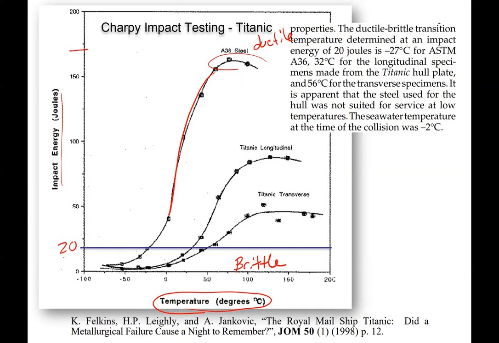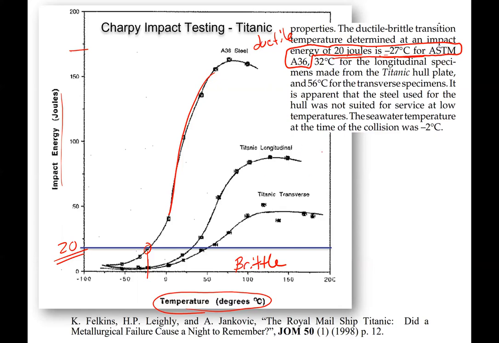Other times a value is picked, and I'm going to use that this time, of 20 joules. And then the ductile to brittle transition is just that point there on your curve. So for this one, it might be something like minus 27 degrees Celsius. And that's what they're saying over here for this A36 steel.